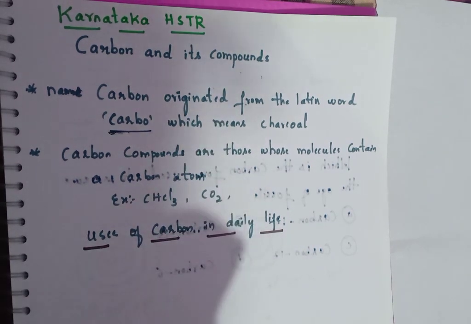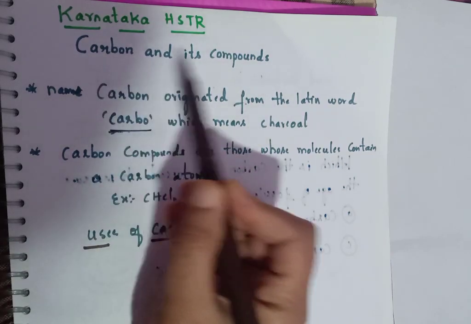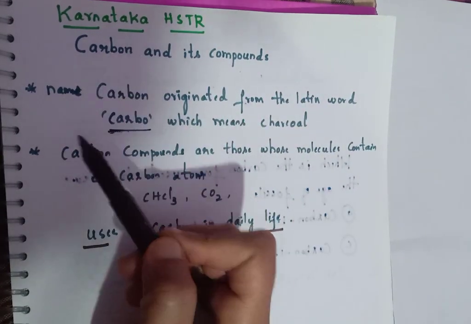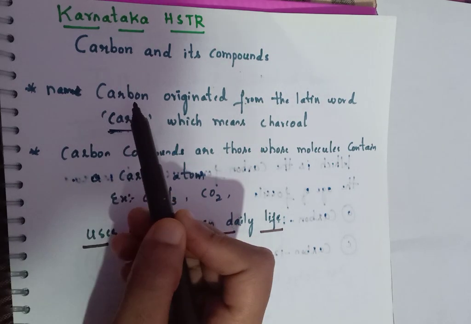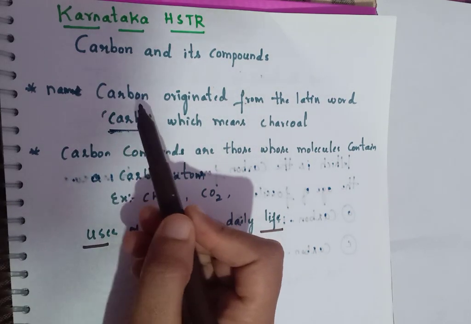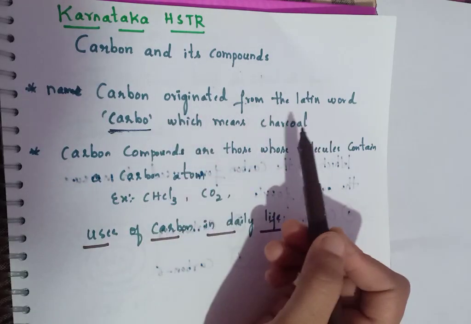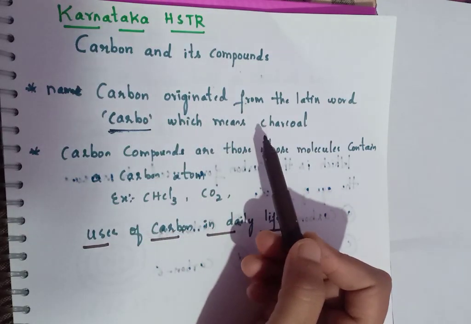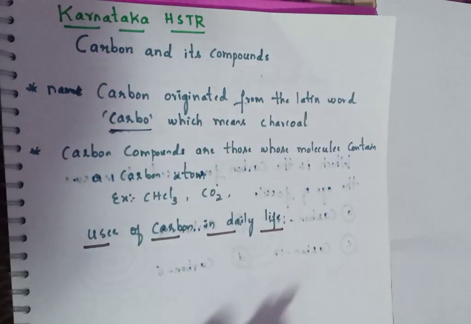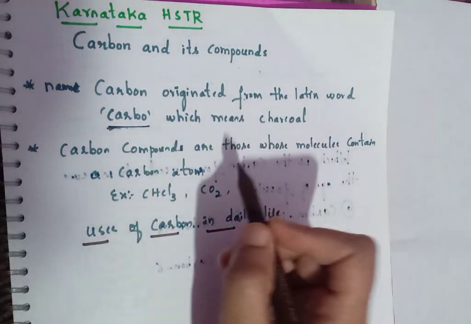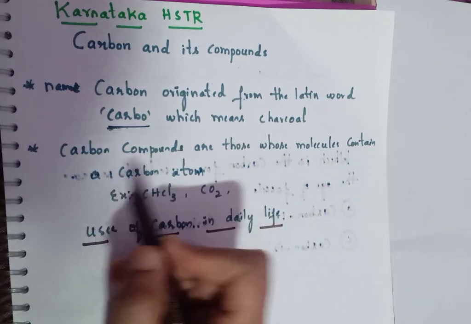Looking at this phrase, carbon and its compounds, what is basically carbon? Where does this name come from? The name carbon originated from the Latin word carbo, which means charcoal. Then what are its compounds? Carbon compounds are those molecules that contain a carbon atom.